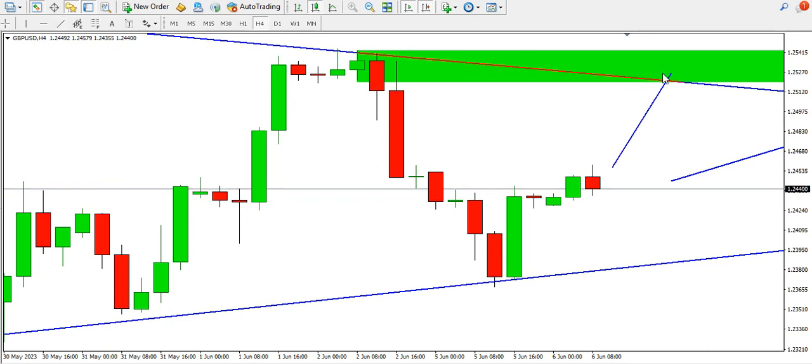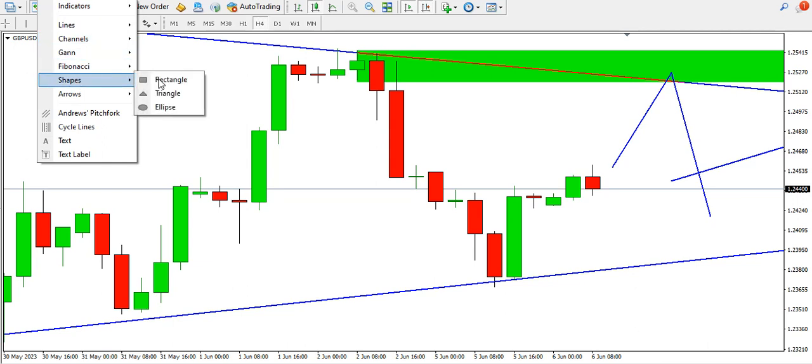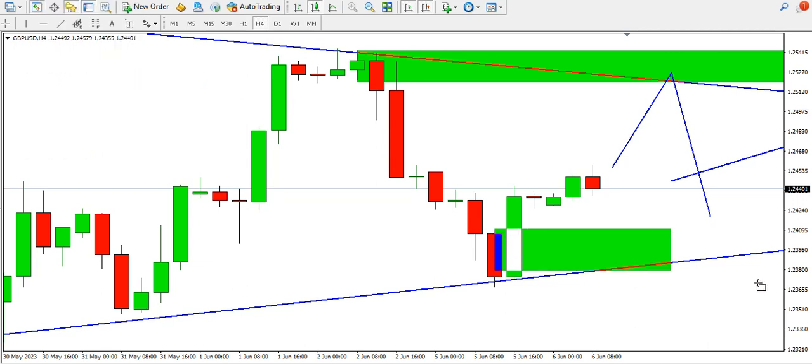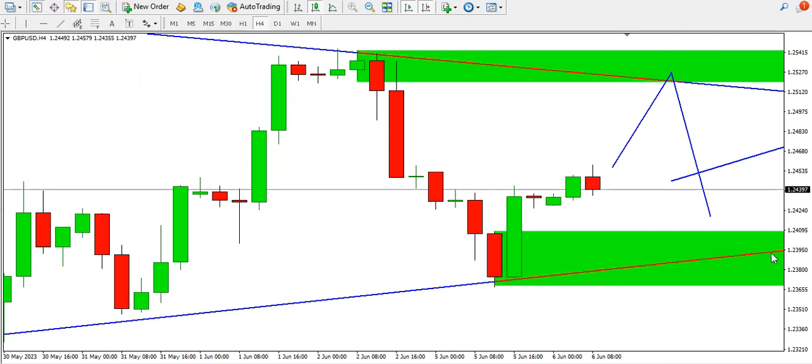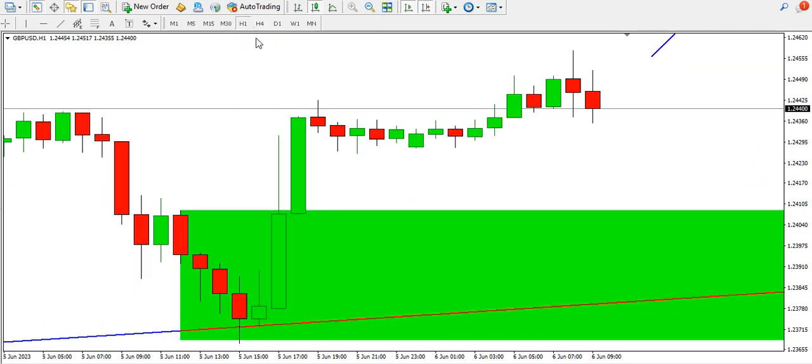I'm talking about the 1.25270 order block before price drops to this particular order block, which is around the 1.2395 level. For now, GBPUSD is ranging on the 4-hour time frame.